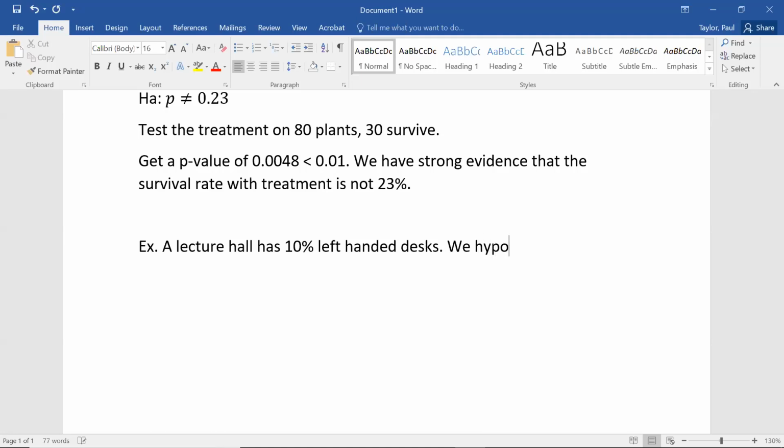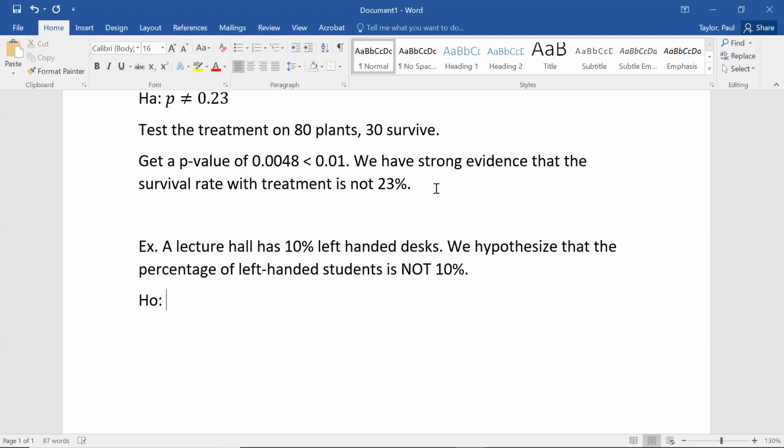So we hypothesize that the percentage of left-handed students is not 10%. Now, this example was motivated by the suggestion that it was actually more than 10% because the left-handed desks run out, but actually it was also true that sometimes if the room was full, a right-handed student would be forced to use a left-handed desk. So we're going to stick with the alternative hypothesis of not equal.